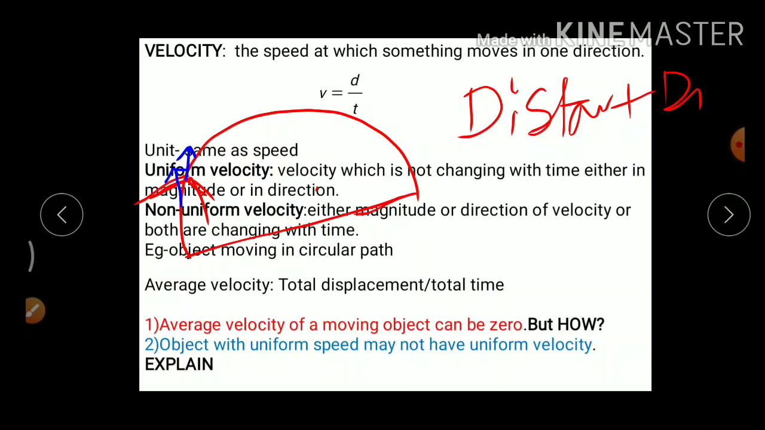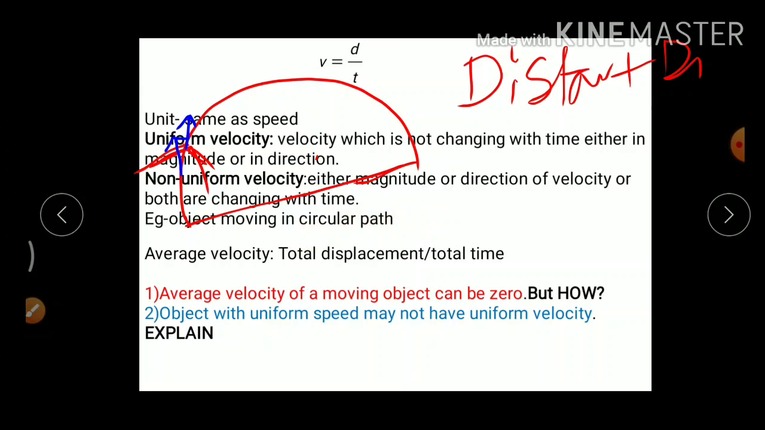As we have seen, from non-uniform speed there comes average speed. Also in non-uniform velocity, there comes average velocity. It is the same as average speed, that means total displacement divided by total time. In the case of average speed, this displacement was replaced by distance. But in average velocity, it will be displacement, because velocity is a vector quantity and velocity means displacement.